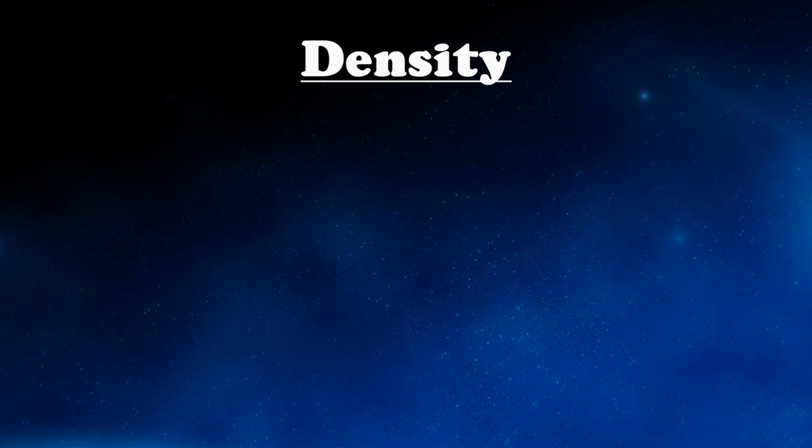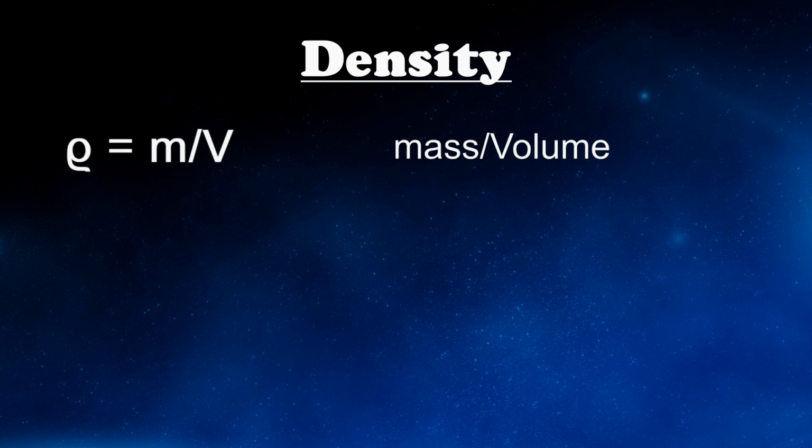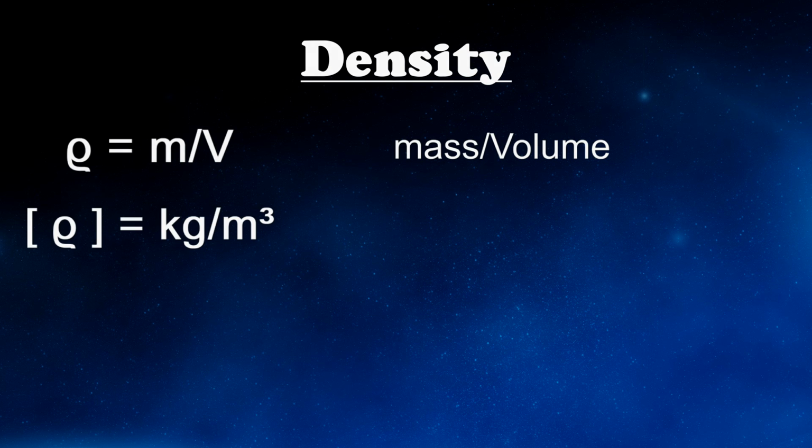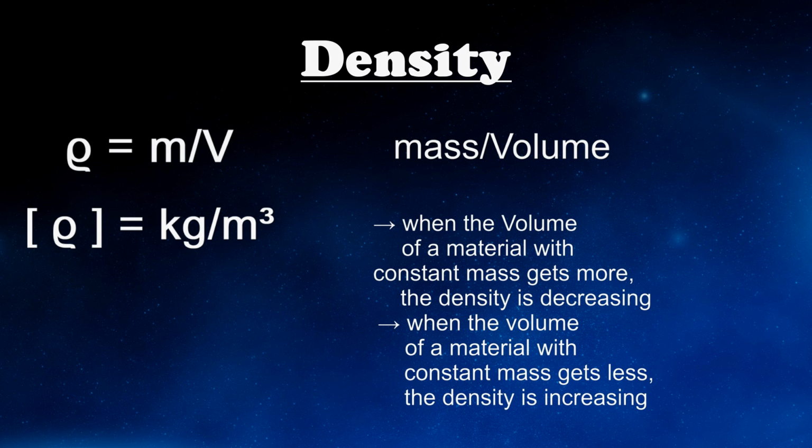So first I'm going to explain you the density. The density, in German Dichte, is defined by the physical quantity rho. The formula is m per v. That means mass per volume. Its unit is kilogram per cubic meter. Out of this we can reason that whenever a material's volume is changing without the mass getting different, its density decreases or increases.